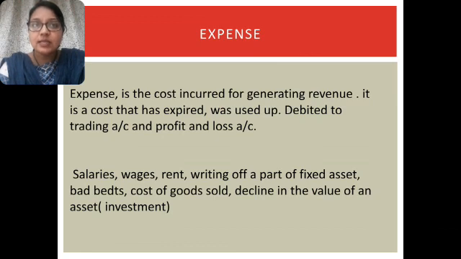It is a cost that has expired, was used up, and it is debited to trading account and profit and loss account depending upon whether it is direct cost or indirect cost respectively. That means if it is a direct cost it will be recorded in trading account, and if it is indirect cost it will be recorded in the profit and loss account. For example, salaries, wages, rent, any expenses need to be written off, or any cost of goods sold.